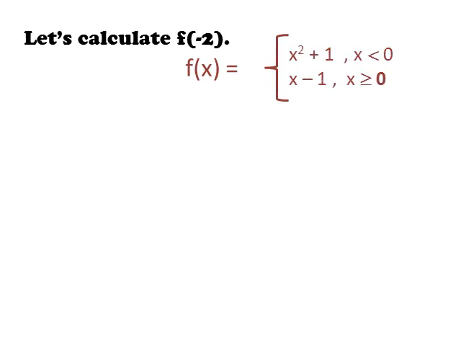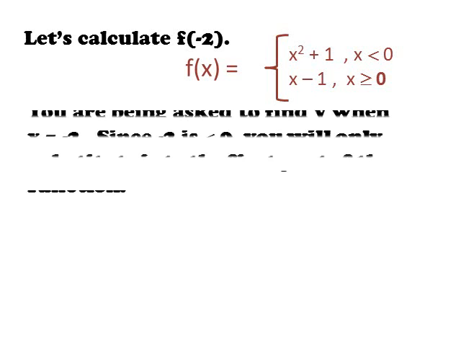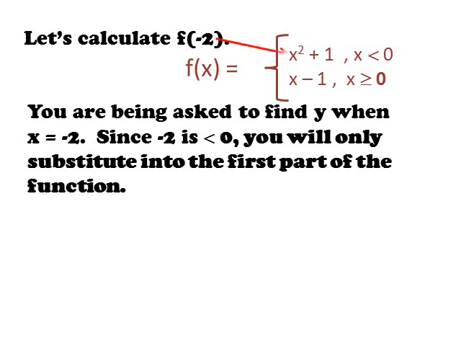If we need to find f of negative 2, is it less than 0 or greater than 0? Negative 2 is less than 0 of course, so I'm going to substitute into x squared plus 1. That means f of negative 2 equals negative 2 to the power 2 plus 1, which equals 5.